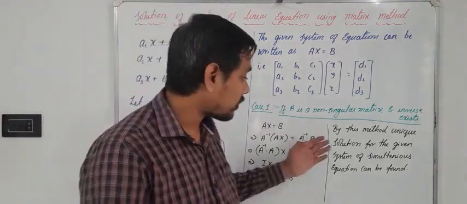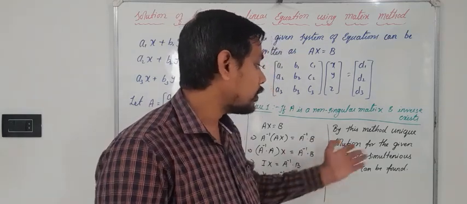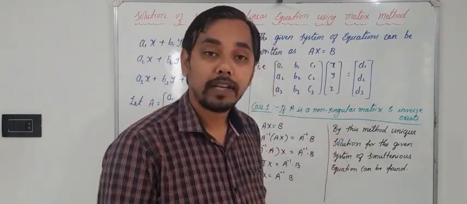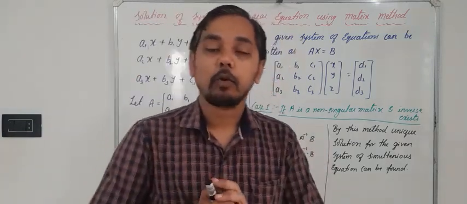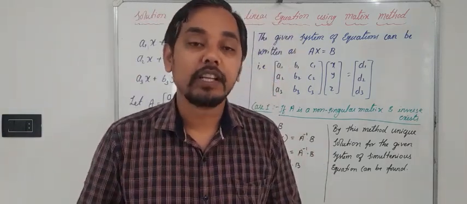By this method, what is the inference? A unique solution for the given system of equations can be found out. So when a solution is found out, that means the system is consistent.